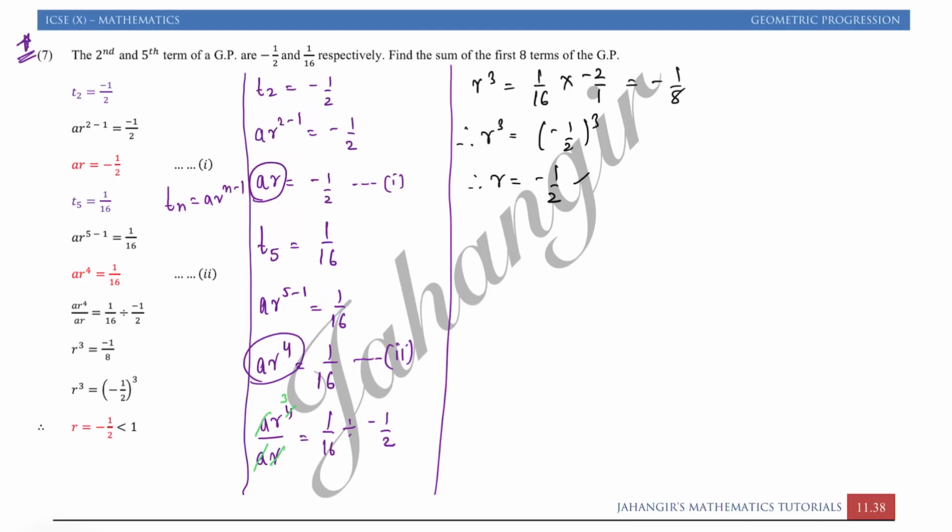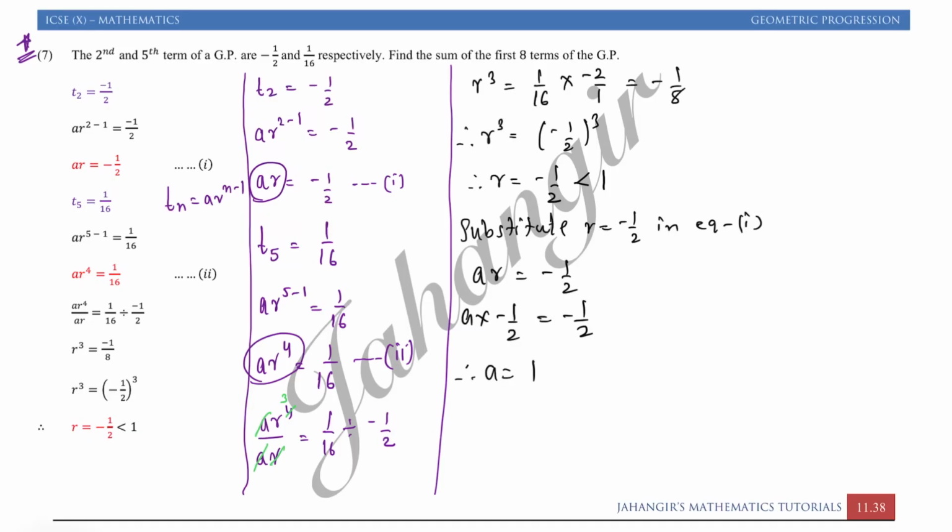Once you get R, you can just say it is less than 1. Now we will substitute R is equal to minus half in equation 1. Equation 1 we have AR is equal to minus half. A into minus half is equal to minus half. So therefore I can say A is equal to 1.